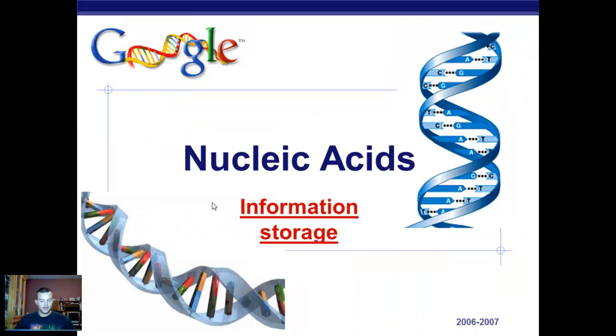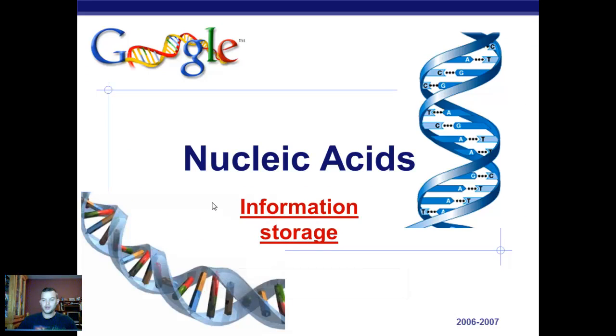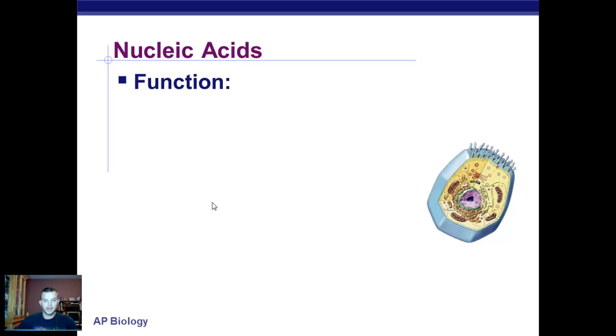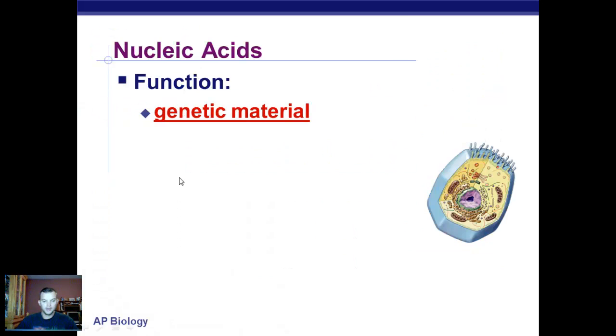Alright, these are responsible for information storage. So we want to store genetic information. It's nucleic acids that we're going to use for doing this. And the little Google ad here is pretty neat. I'm assuming they did this on the birth date of the discovery of the double helix.